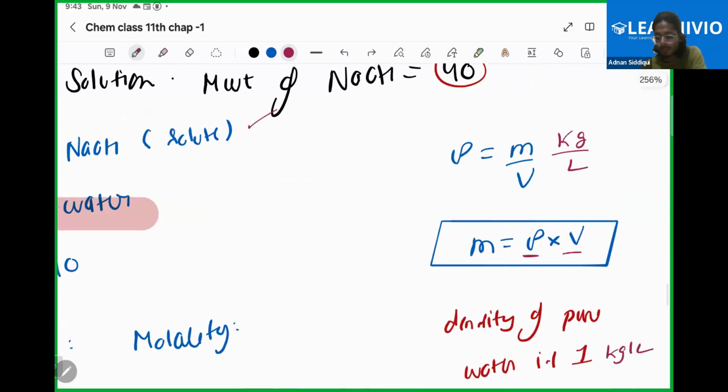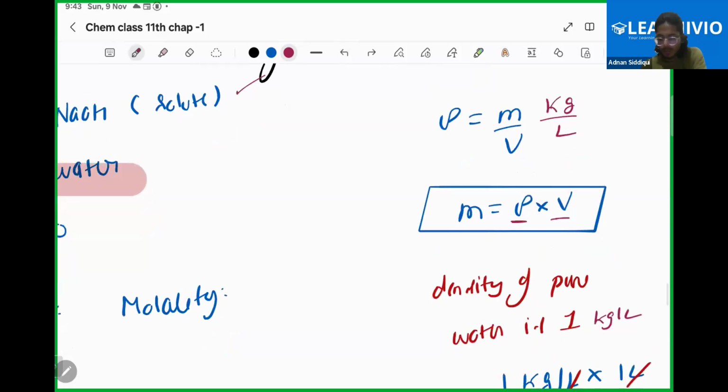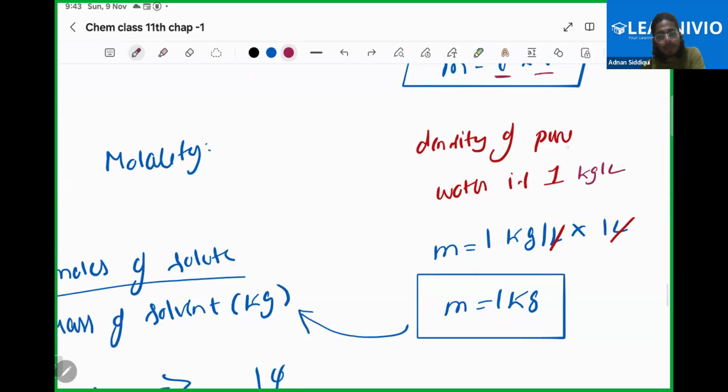So you will use this formula. Density is nothing but mass per unit volume. So if you have to convert your volume into mass, you need to multiply it by density. Luckily, we know that the density of pure water is 1 kg per liter. If you put 1 kg per liter here and your volume is already in liters, then liter cancels out by liter, and the mass is 1 kg. Is it clear?